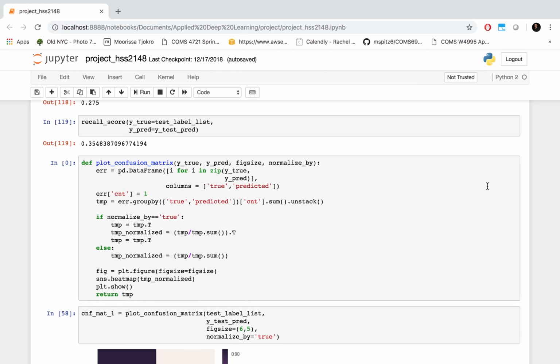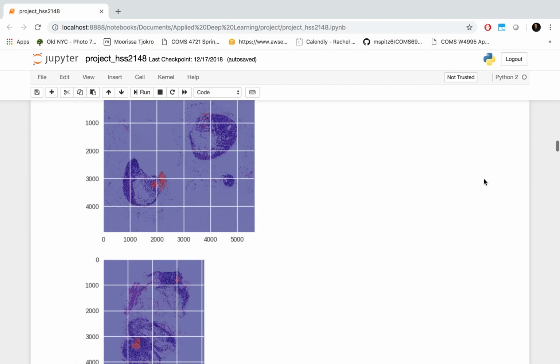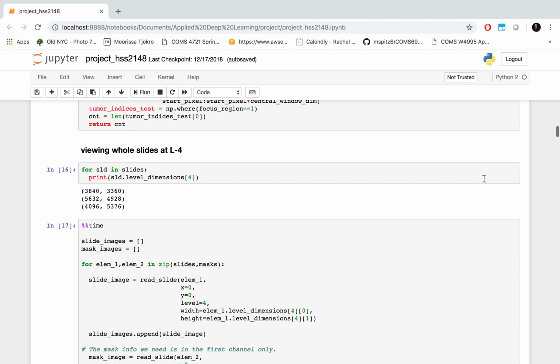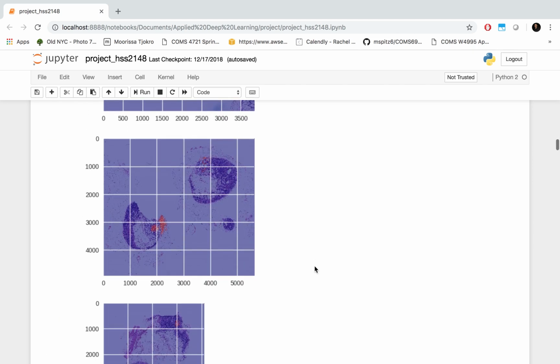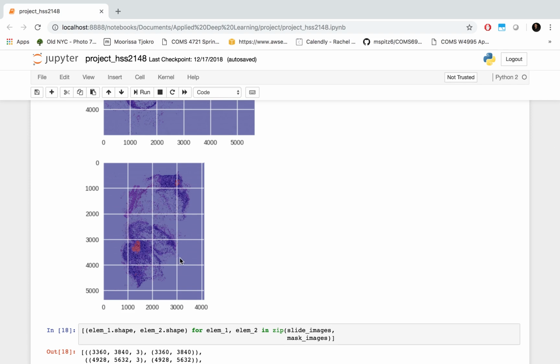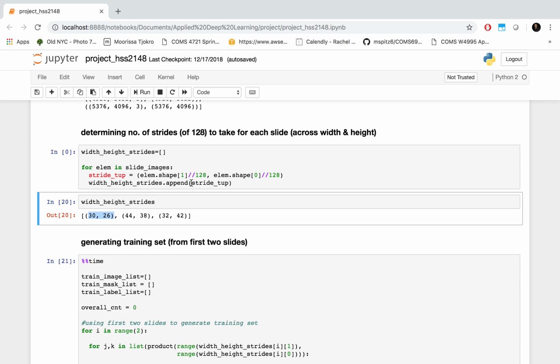Now I'll switch briefly to the code that I used in the process of building this model. As you can see over here, I start with viewing slides at level 4. These are the slides at level 4 zoom, this one being the one for test. And now the next step is to determine the number of strides to take for each slide across the width and the height of the image.